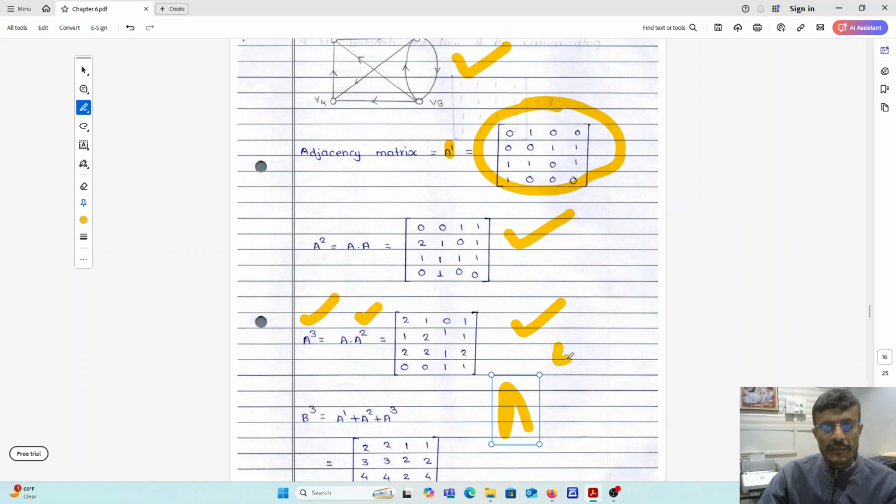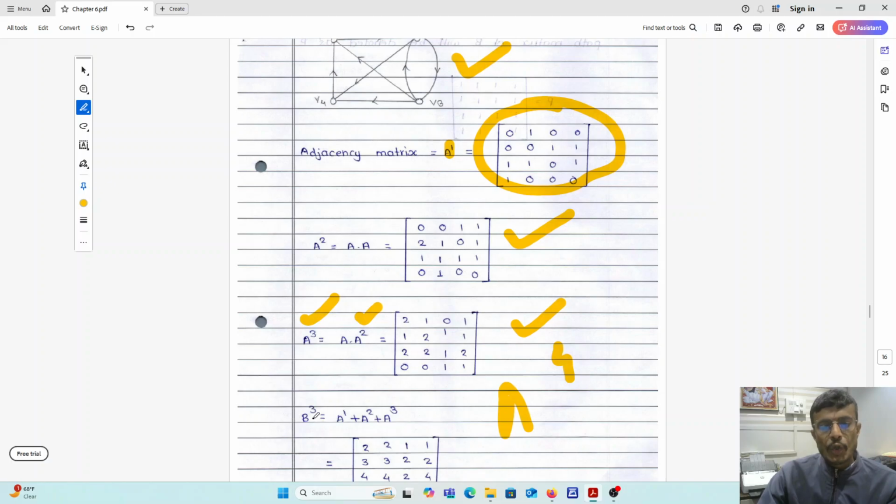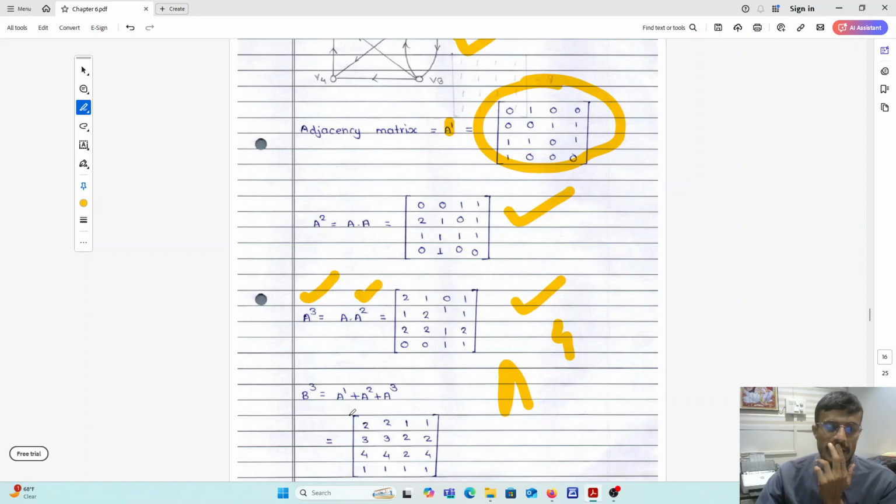Why do you have to find A4? Because here there are 1, 2, 3, 4, 4 nodes. We should not restrict up to A raised to cube. You have to find A raised to 4, and by finding A raised to 4, you can take here B4. B4 will be equal to A1, A2, A3 and A4. Make this correction. You have to find A raised to 4 as A into A cube. By using this value of A cube, you find A raised to 4, which is equal to A into A cube. And then you have to take the summation.